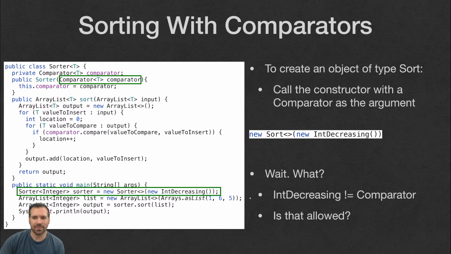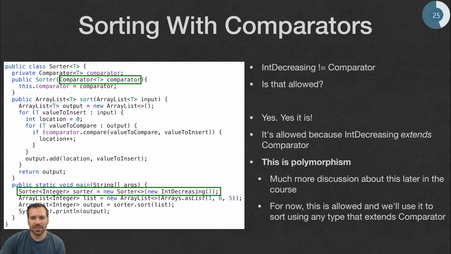So it's going to be like, what's polymorphism? This is allowed because of polymorphism. But int decreasing, we know in polymorphism here, so we can talk about it. Int decreasing extends comparator of integer, and that's what we need. If we're specifying the type parameter to be integer here, we're saying sorter, hey, I want a sorter where T is integer. I have to provide its constructor a comparator of integers. Int decreasing extends comparator of integer, so int decreasing is a comparator of integers. So that's a valid assignment.